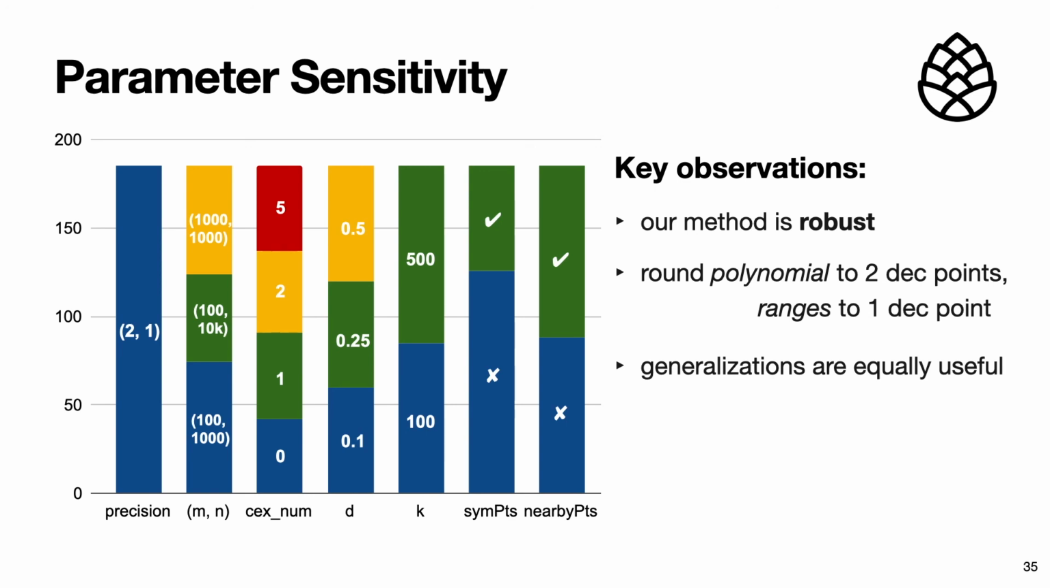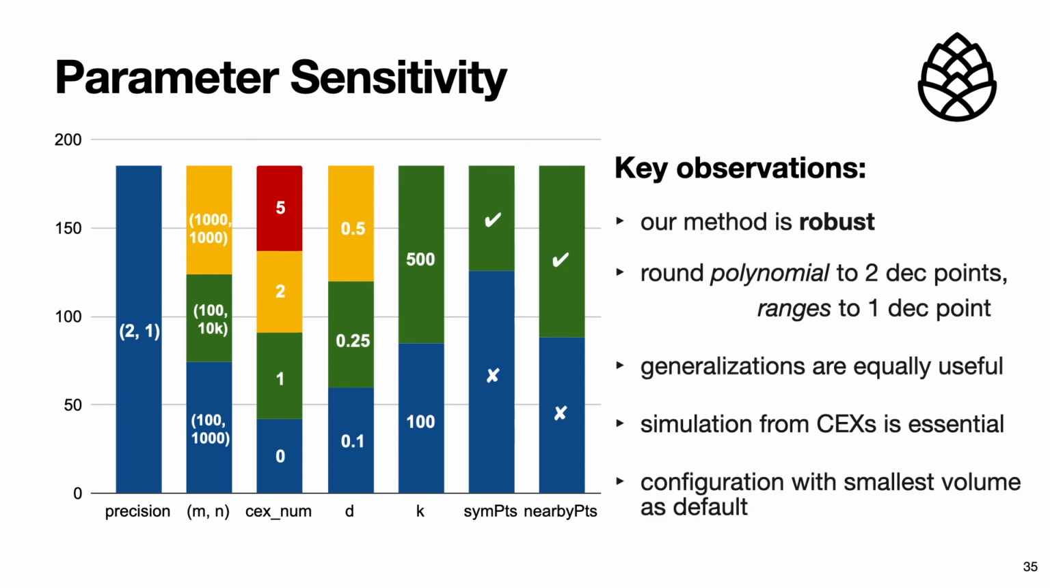However, it is important to use at least one. 92% of successful configurations used at least one generalization. And lastly, the simulation from counterexamples and additional points is essential. There was not a single successful configuration that would not use this simulation.